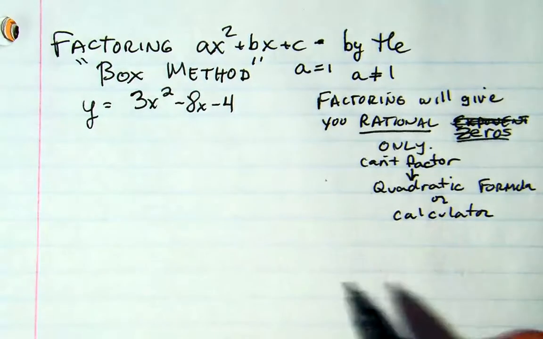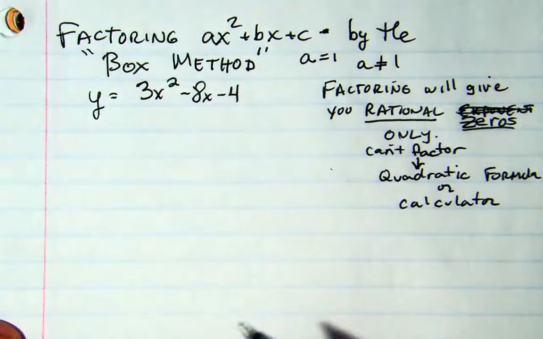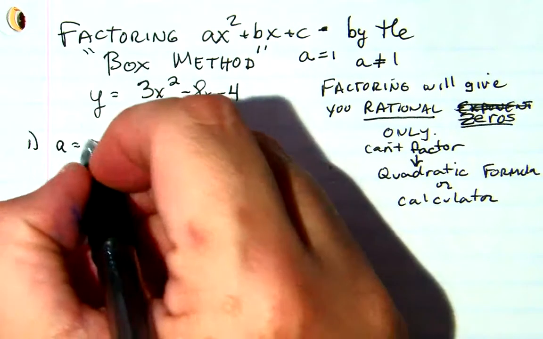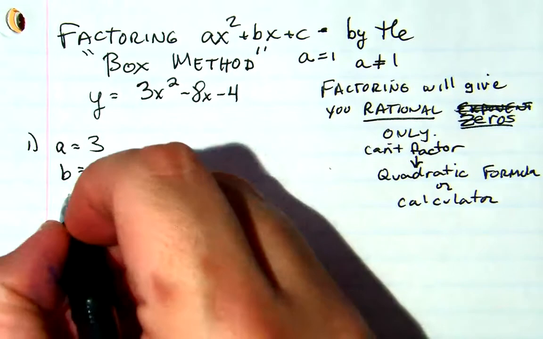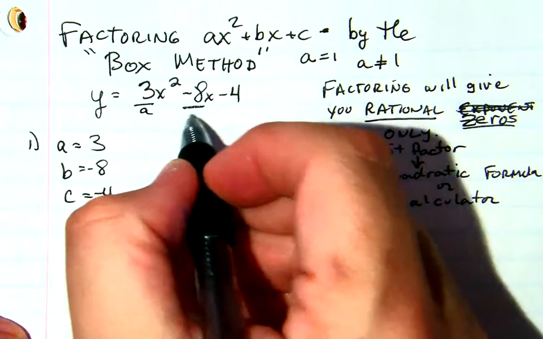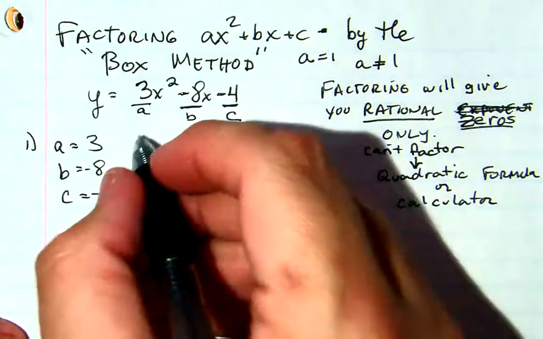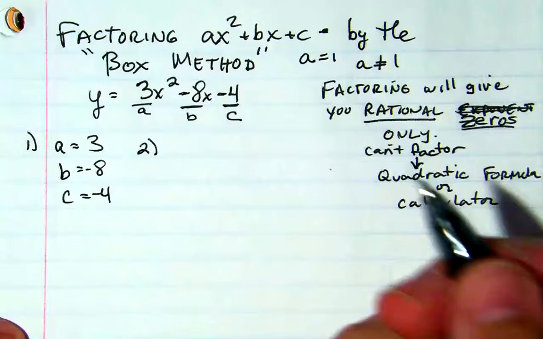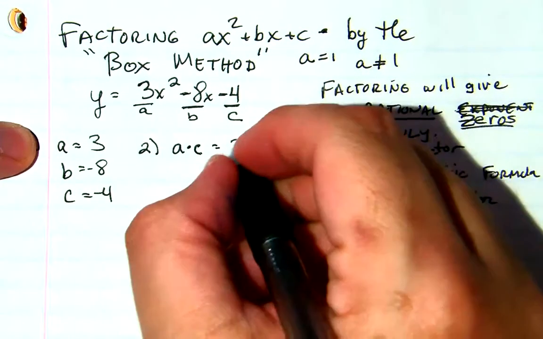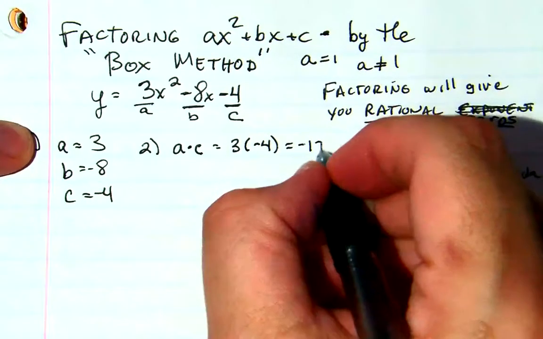Now, here's the method. It is extremely straightforward, pretty simple, and it works as long as you can factor the problem. First step, a equals 3, b equals -8, c equals -4. You're always just going to take the coefficient. There's a, there's b, and there's c. And if there's a negative sign or a plus sign, you're going to bring that out too. Now the second step is you're going to take a times c, which is 3 times -4, which is equal to -12.